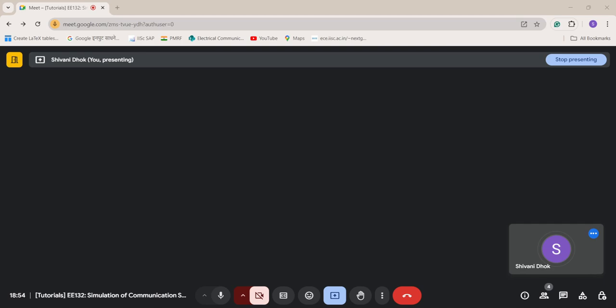So let's do this. We have n as 10,000. These are the number of random symbols. Then we have the constellation A as -3, -1, 1, and 3. Then we have M, which is the length of A. So this gives the number of points in the constellation. Okay, let's write it this way.